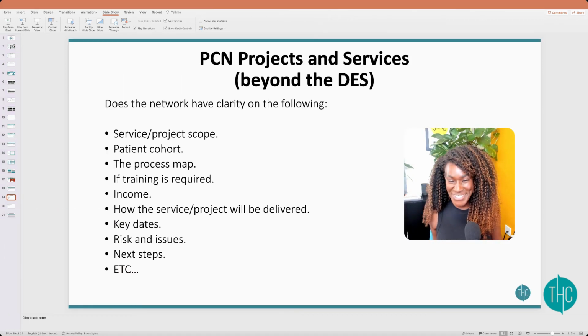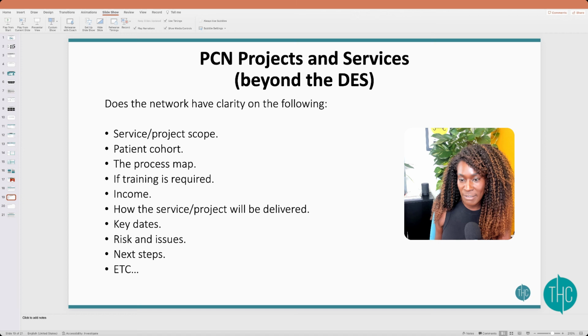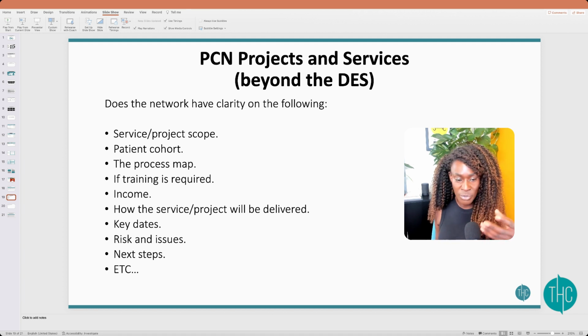Okay, I've moved across the screen. So this is just any PCN projects and service beyond the DES, outside of the DES. Does the network have clarity on the service and project scope, the patient cohort, the processes regarding the service, if any training is provided, any financial reimbursement, how the service and project will be delivered, key dates, risks and issues, and so on. So it's just about making sure the network has been informed and reminding the network of what is going on, and also reminding yourself.